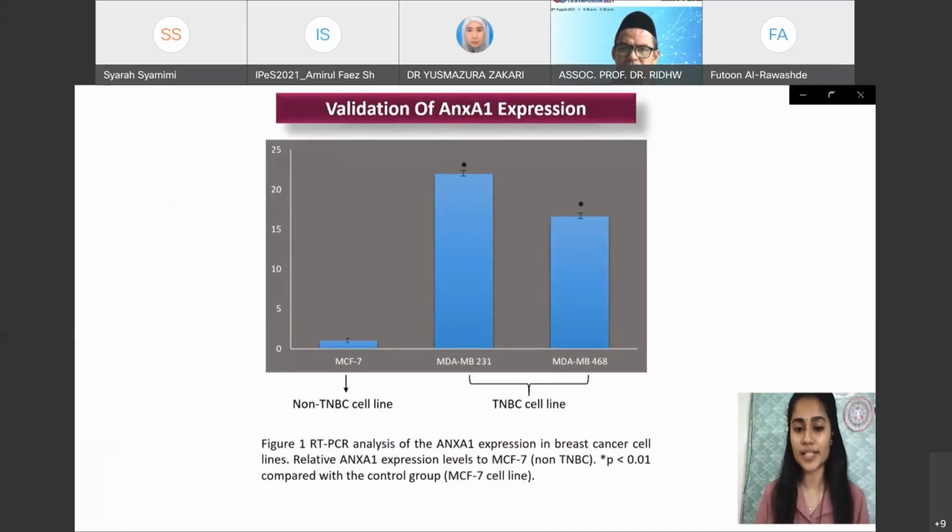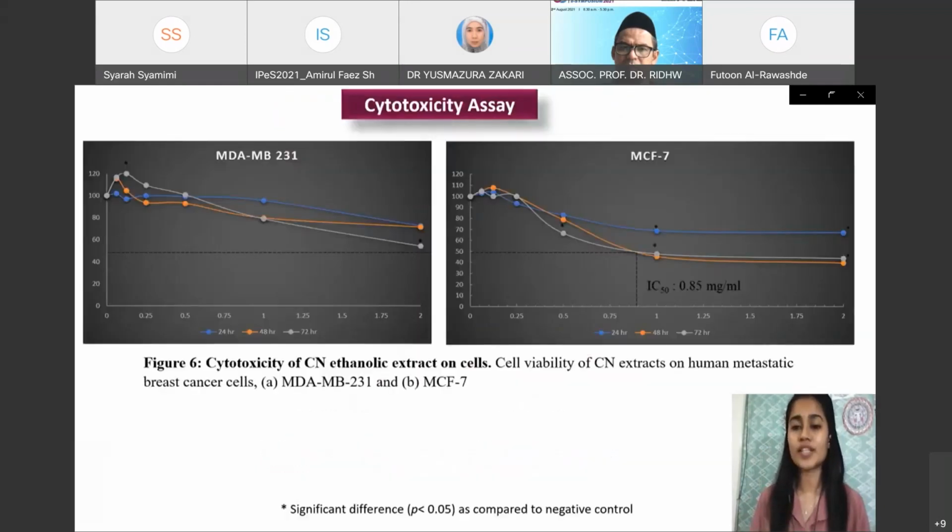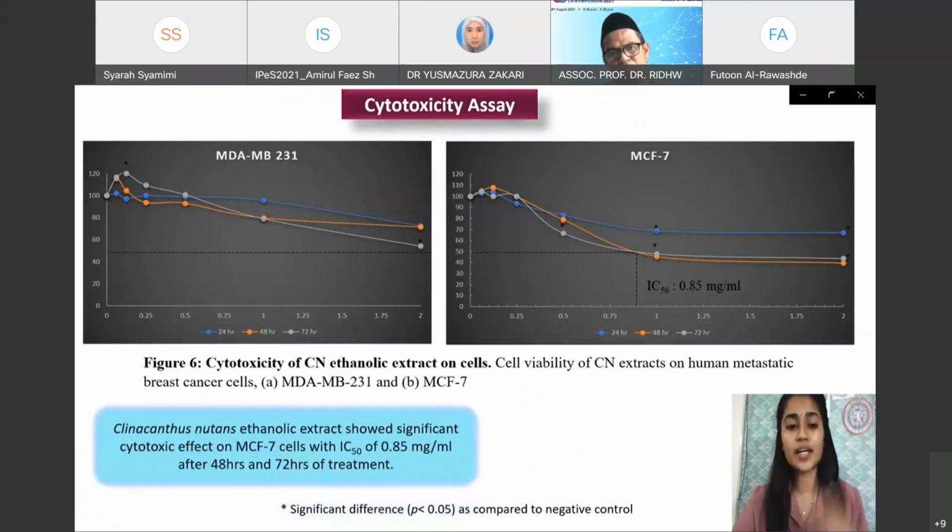Figure 1 shows the real-time PCR validation of annexin A1 expression in 3 different breast cancer cell lines: MCF7, the non-TNBC cell line, and MDA-MB-231 and also MDA-MB-468, the triple-negative breast cancer cell lines. Clearly, MDA-MB-231 and MDA-MB-468, the TNBC cell lines, express a high level of annexin A1 compared to the non-TNBC cell line. We then conducted an SRB assay to evaluate cytotoxicity of Clinacanthus nutans on MDA-MB-231 cells and MCF7 cells, which answers objective number 3. Clinacanthus nutans ethanolic extract showed a significant cytotoxic effect on MCF7 cells with an IC50 of 0.85 mg per ml after 48 hours and also 72 hours of treatment, whereas MDA-MB-231 did not show any significant cytotoxic effect even up to 72 hours.